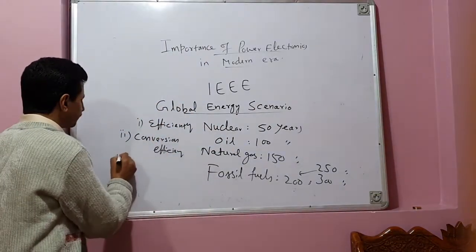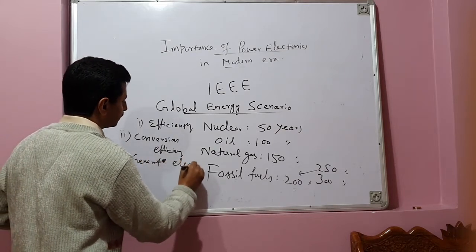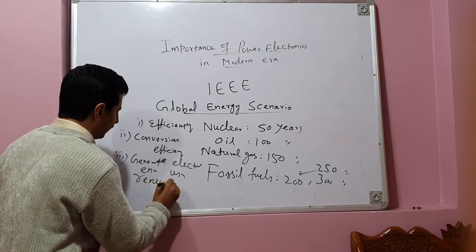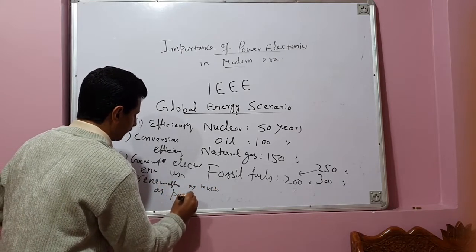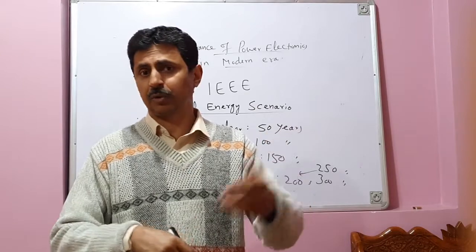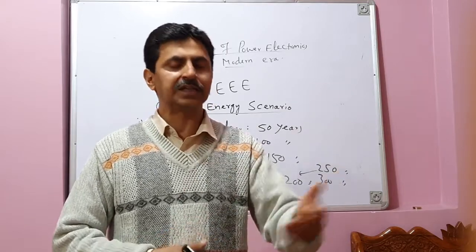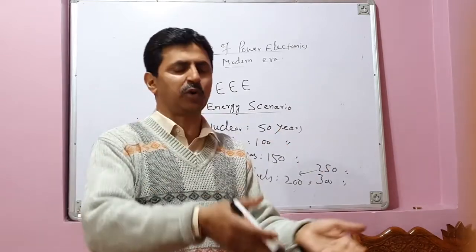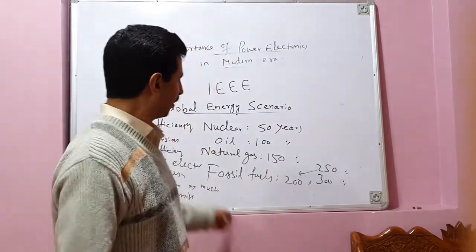Thirdly, generate electrical energy using renewables as much as possible. Use hydropower plants. Don't use thermal power plants much. Go for alternate sources of energy. Use hydropower plants. Use wind energy systems. Use solar energy systems. And try to generate electrical energy as much as possible through these renewable energy systems. That will reduce the burden on fossil fuels and other types of fuels.